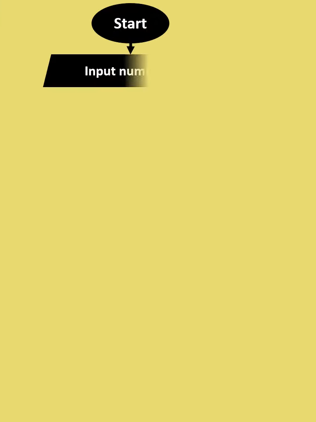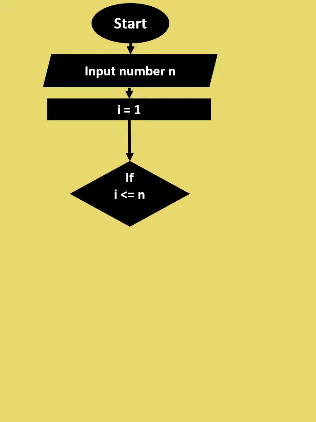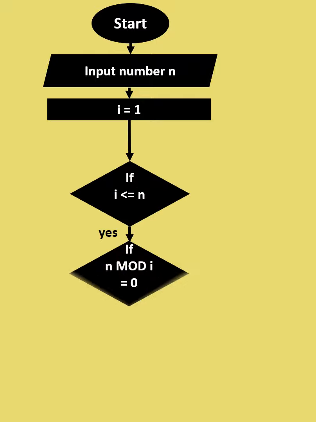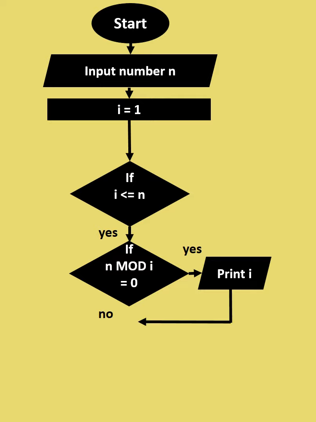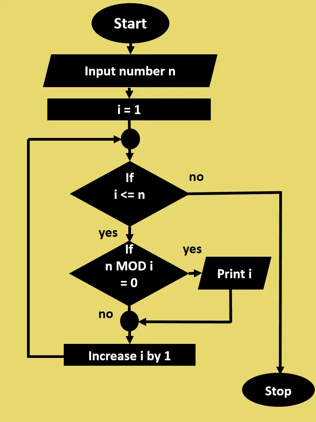Let's begin our flowchart with a start symbol. The first thing we need is the number n as input, and then we will initialize our counter variable I with 1. We have to check if I is less than or equal to n. On the yes side, we will check if n mod I is equal to 0 to find out the first factor. If it is, then we will print it. And on the no side, after printing I, we will go to increment I by 1. We will repeat these two steps again and again until the value of I is greater than n. In that case, we stop our flowchart by using the stop symbol.